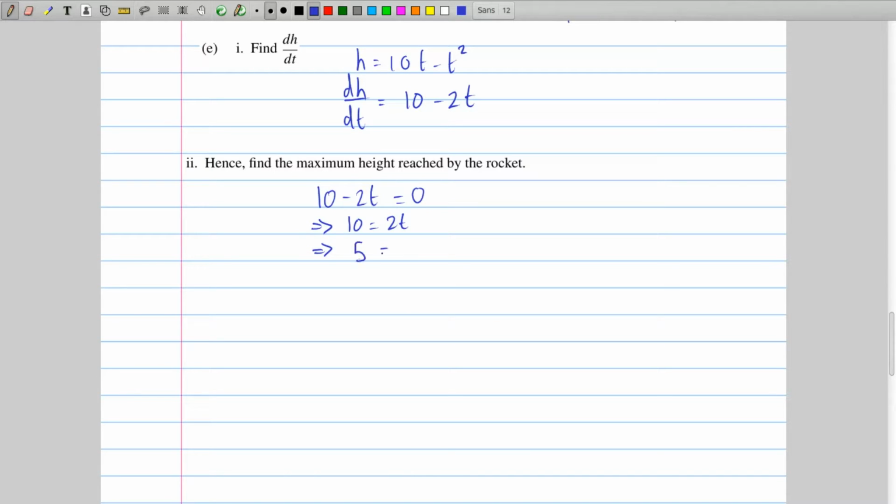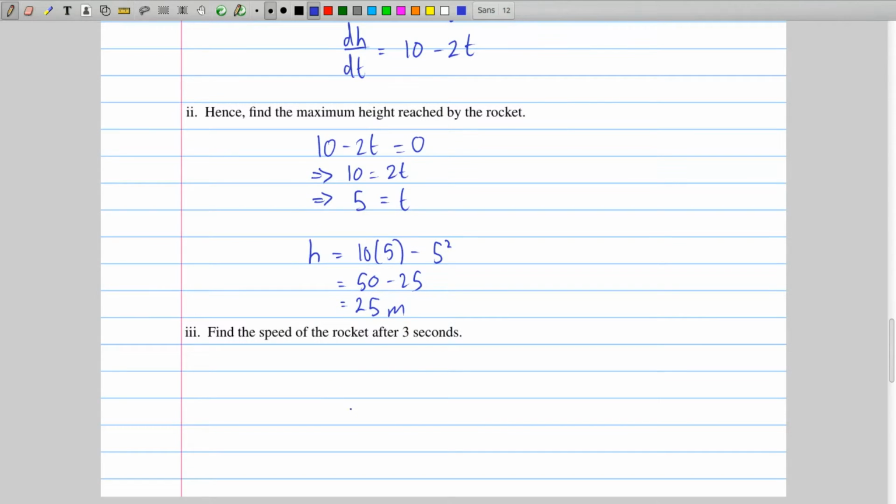So 5 is the time. That is not the maximum height reached by the rocket, that is the time at which the height is a maximum. To find the maximum height then, you have to put it back into the original height formula, which is 10t minus t squared. That's 10 times 5 minus 5 squared, or 50 minus 25, which is 25 meters.